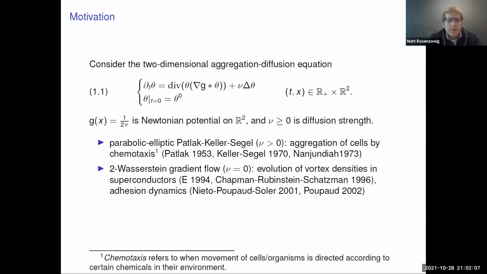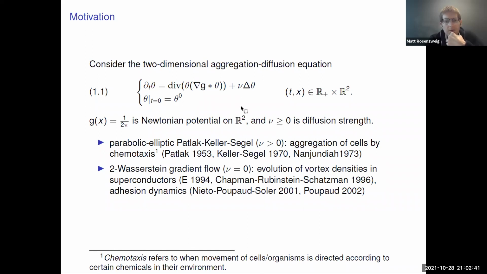So for motivation, I want to consider the two-dimensional aggregation diffusion equation, which is given by (1.1). We just have partial t theta, we have this divergence, and then we have this quadratic nonlinearity here, where theta is some scalar, g is a potential, it's going to be the Newtonian potential on R2, and this asterisk is just denoting convolution. And then I have some diffusion term over here whose strength is determined by this parameter nu, which is greater than or equal to 0.